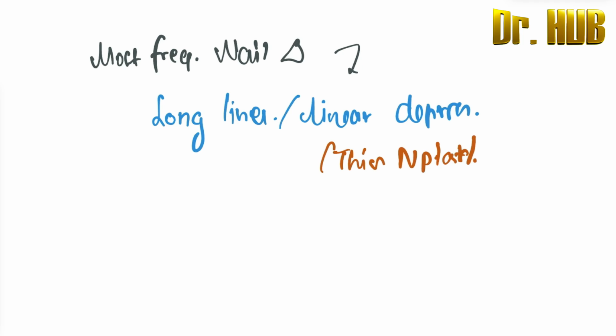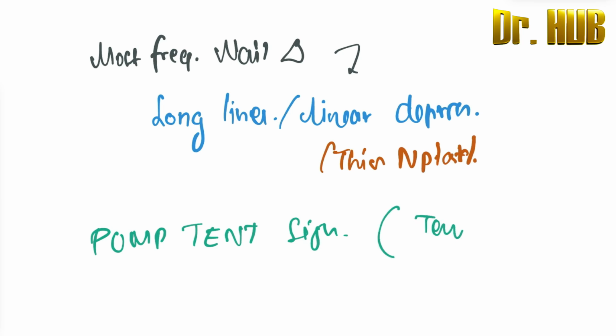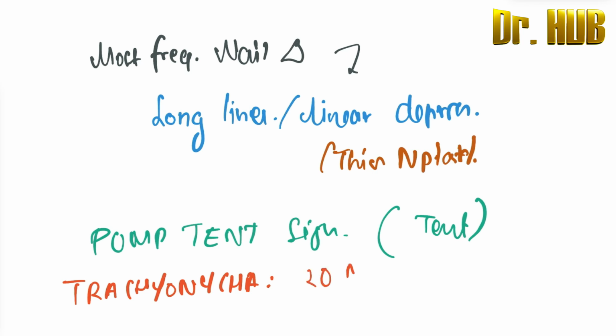There are also some significant signs. There is the pup tent sign, which is an elevation in the nail in the shape of a tent, as the name suggests. Then there is something known as trachyonychia, which is 20 nail dystrophy.